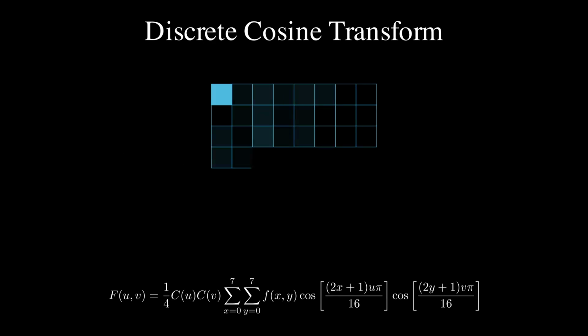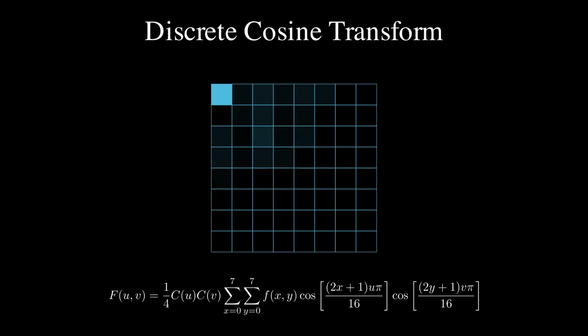The magic of DCT is energy compaction. After transformation, most of the important information concentrates in just a few low-frequency coefficients in the top left corner. The top left coefficient is called the DC coefficient and represents the average brightness of the block. The rest are AC coefficients representing different frequencies. High frequencies in the bottom right often become very small or zero, which is perfect for compression.